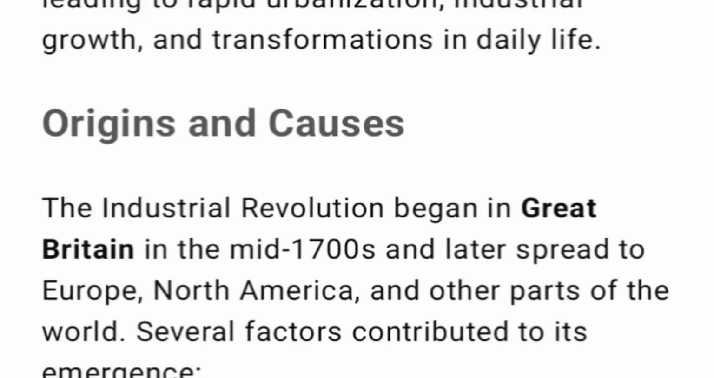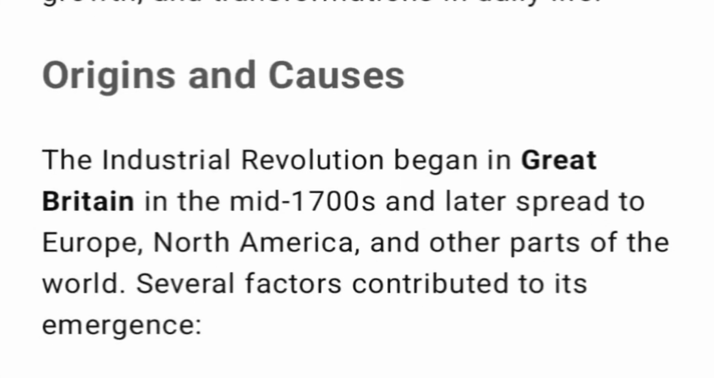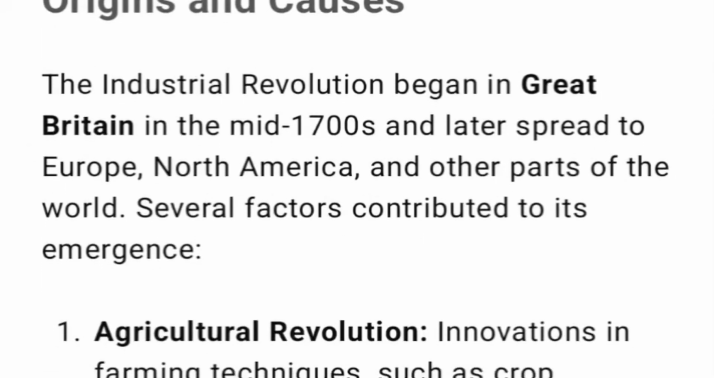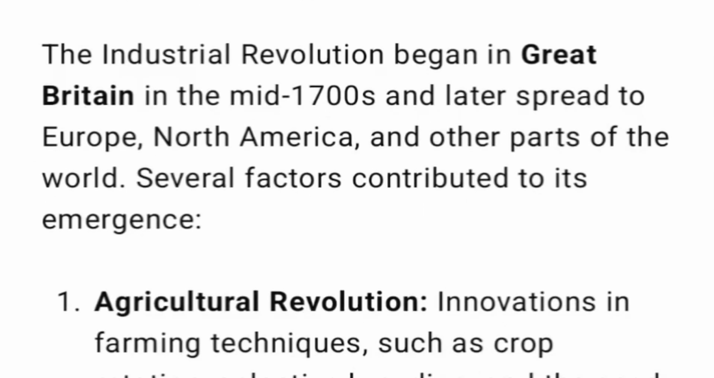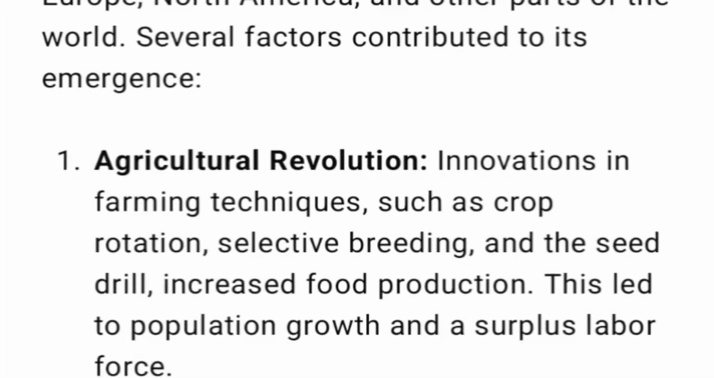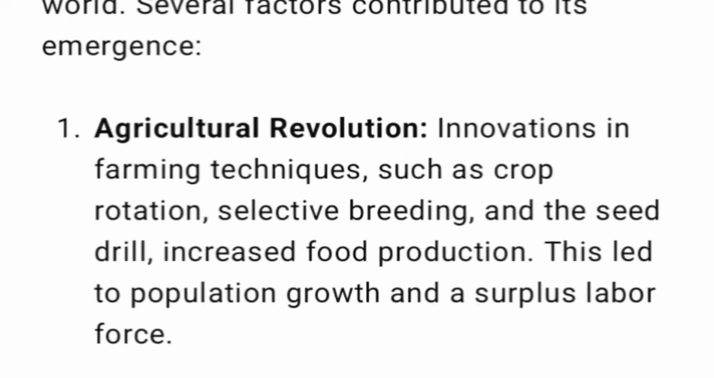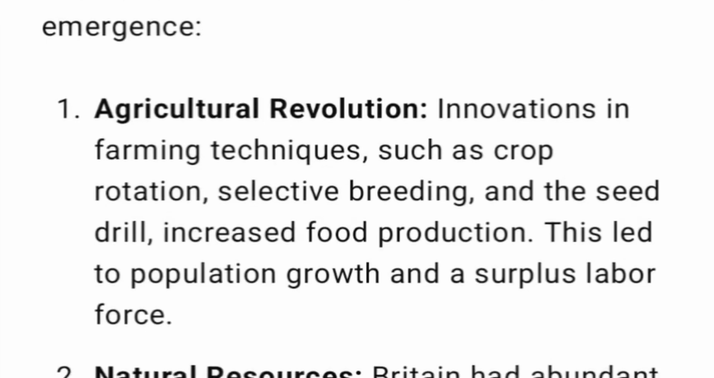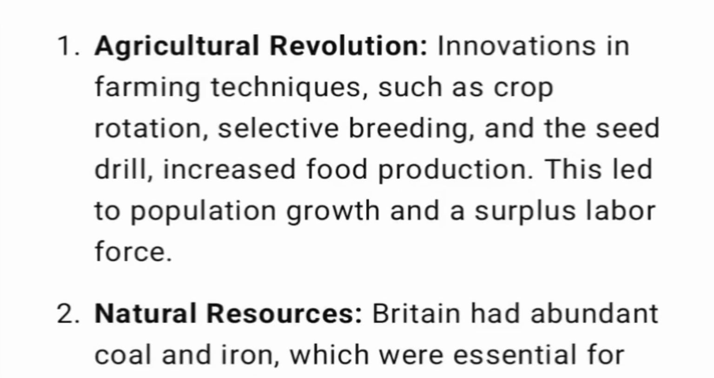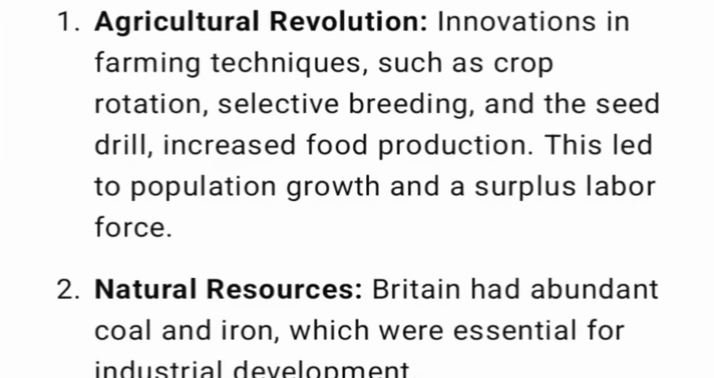Origins and causes. The Industrial Revolution began in Great Britain in the mid-1700s and later spread to Europe, North America, and other parts of the world. Several factors contributed to its emergence. 1. Agricultural revolution. Innovations in farming techniques, such as crop rotation, selective breeding, and the seed drill, increased food production. This led to population growth and a surplus labor force.